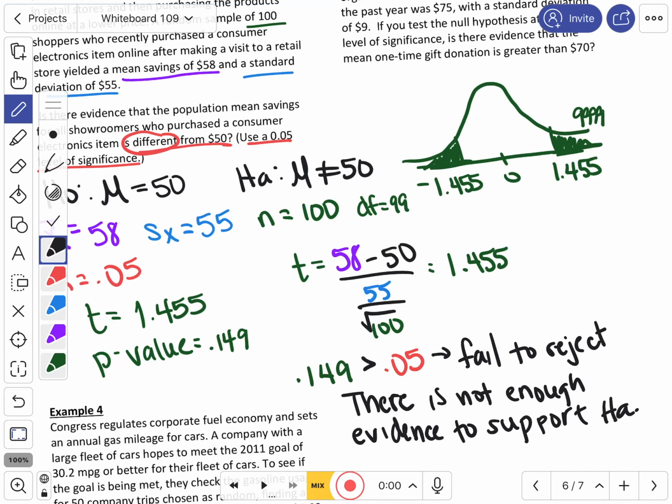Just like if I fail to reject your innocence, you are still innocent. Why are you still innocent? It wasn't because you didn't commit the crime. It was because I didn't have enough evidence to suggest that you did. So this is exactly what you're doing here.